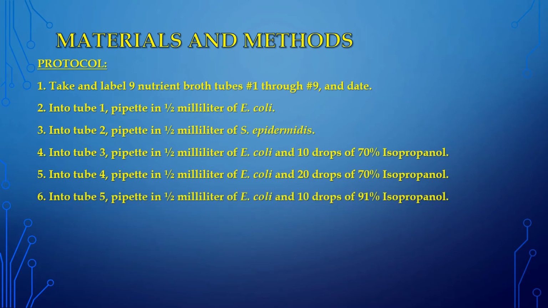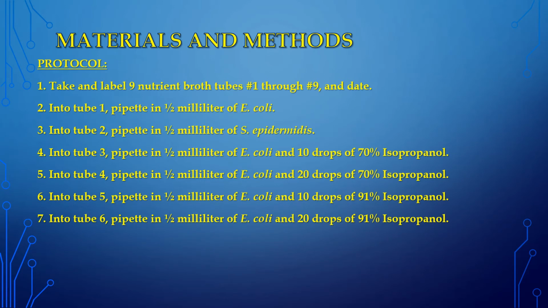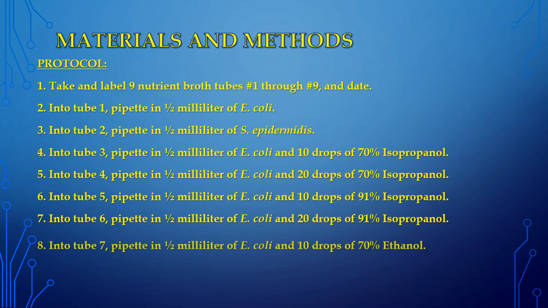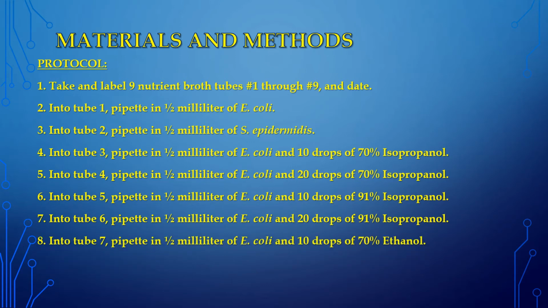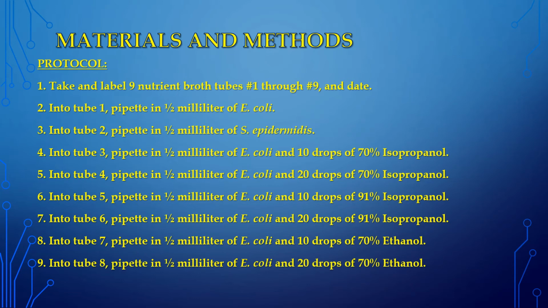Into tube 5, pipette a half milliliter of E. coli and 10 drops of 91% isopropanol. Into tube 6, pipette in a half milliliter of E. coli and 20 drops of 91% isopropanol. Into tube 7, pipette in a half milliliter of E. coli and 10 drops of 70% ethanol. Into tube 8, pipette in a half milliliter of E. coli and 20 drops of 70% ethanol.